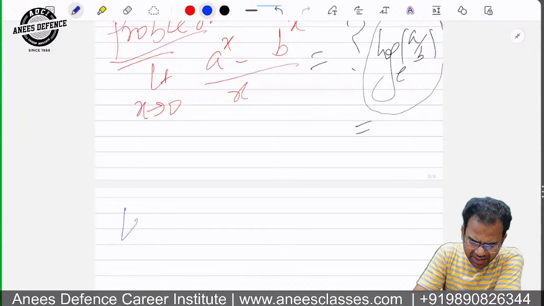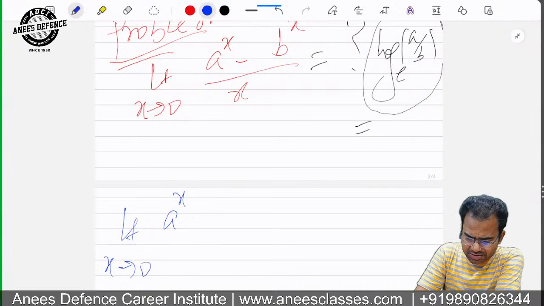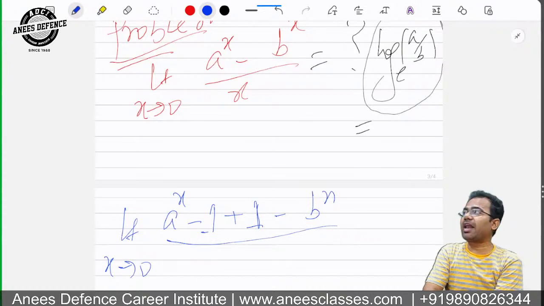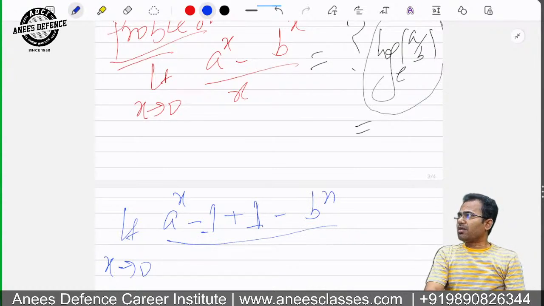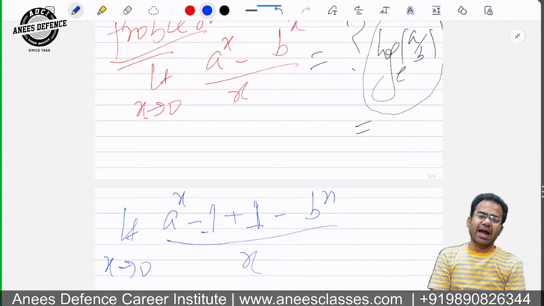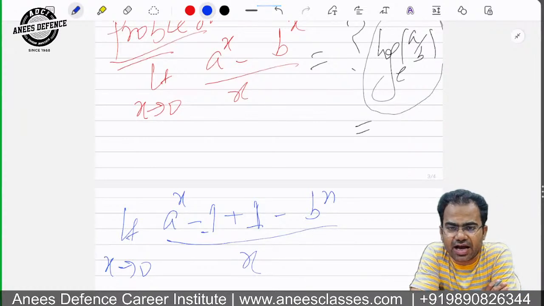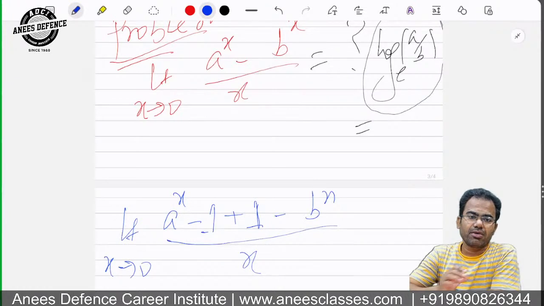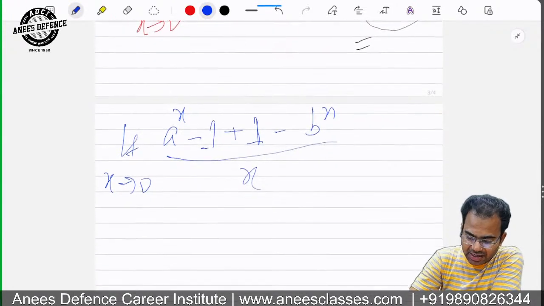We can solve this question easily. I will add -1 and add +1. No problem. So we'll add -1 and add +1. It will not change anything in this expression. Okay. It will not impact. कोई चेंज नहीं आएगा इस एक्सप्रेशन में +1 and -1 करने से.